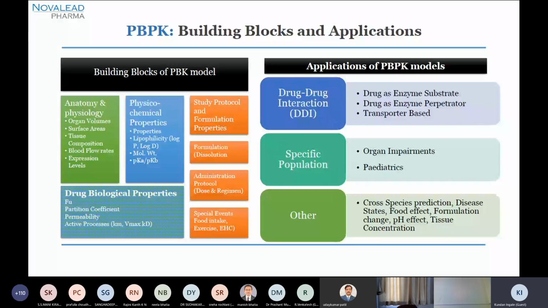Along with that, there are some drug biological properties which, if available, would be very, very important, such as bioavailability, partition coefficient, which is also listed in the physicochemical properties, and also permeability and what its Km, Vmax, and Kd are. If these kinds of properties are available, the modeling could be very, very useful. These are the drug-related properties. Now, there are some parameters required in terms of the study protocol and the formulation properties. The most important is formulation.